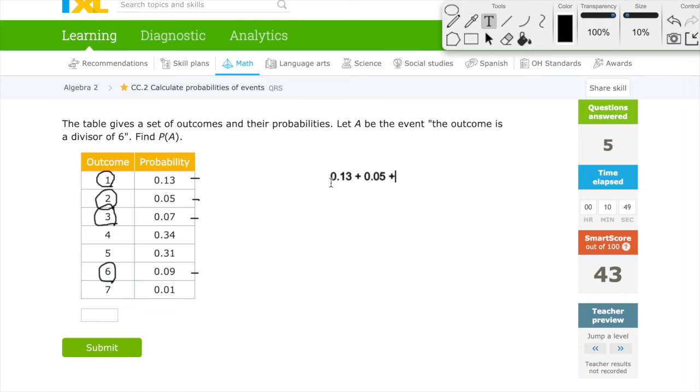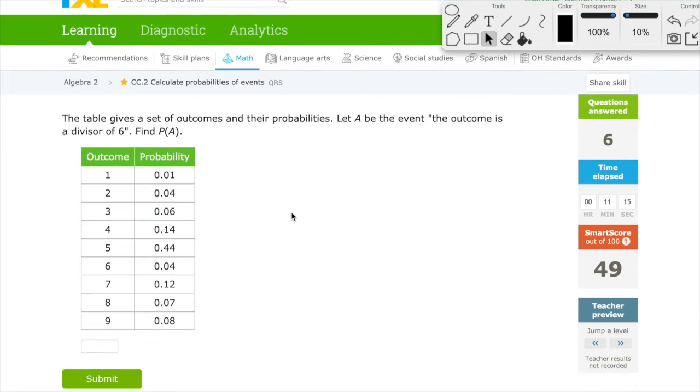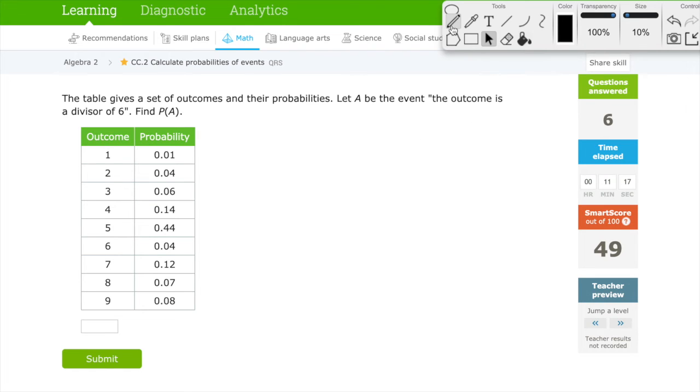At this point, you might have a pretty good grasp on it, but if not, we're going to keep working through, and you can skip ahead if you need to. I'm going to type all these in, so 0.13, 0.05, 0.07, 0.09. And I get 0.34. My past math teachers would be mad at me for not using tenths and hundredths and thousandths instead of saying point, but I think it works for what we're doing here.